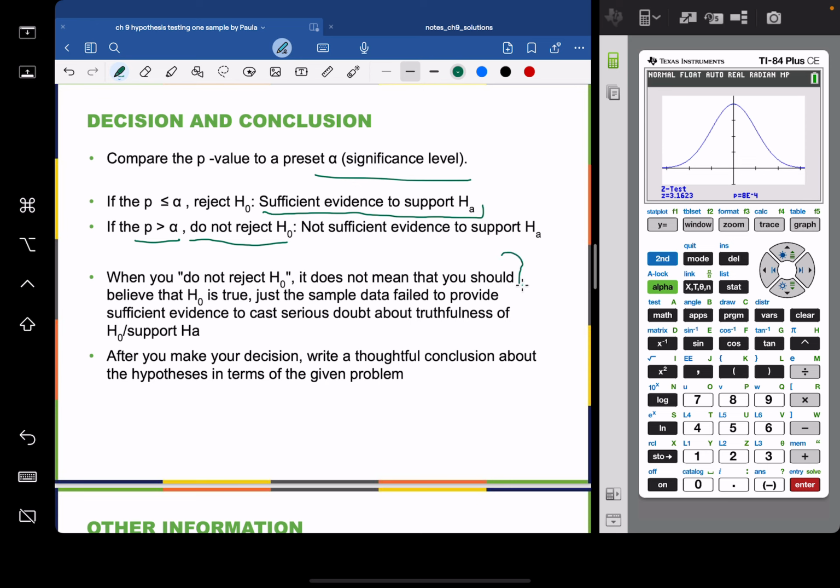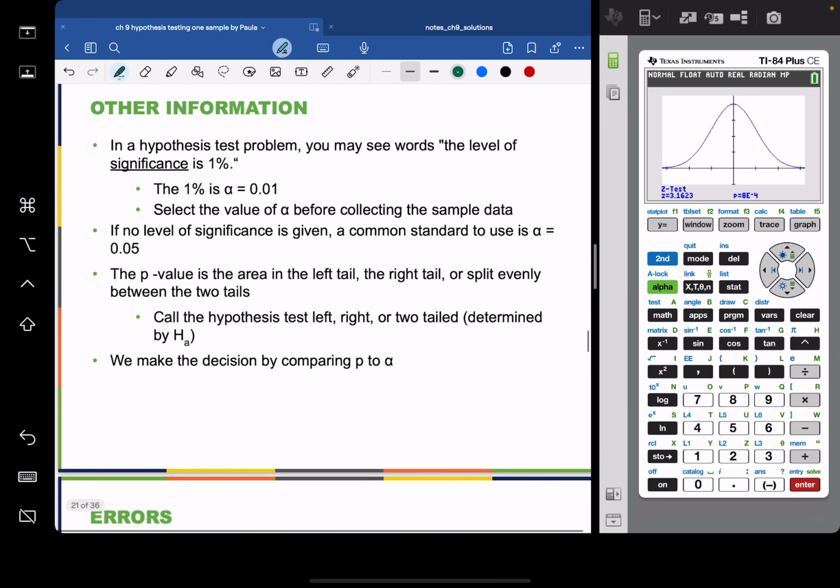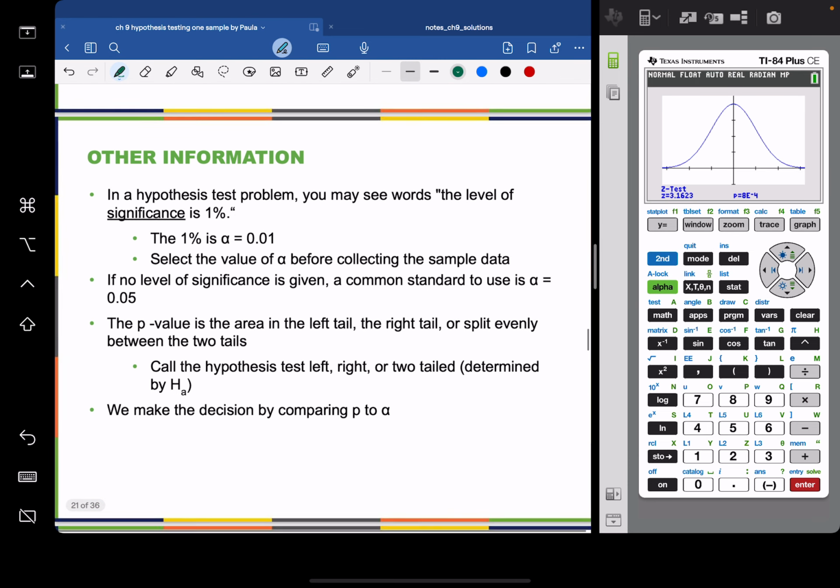And then again, here's the convoluted explanation. When we don't reject, it doesn't mean that you should believe H0 is true, just that the sample data failed to provide enough evidence to cast doubt on H0. So it's convoluted. I know that's kind of an annoying explanation. So then we will write our conclusion at the end of the process. And I think we're almost done here.